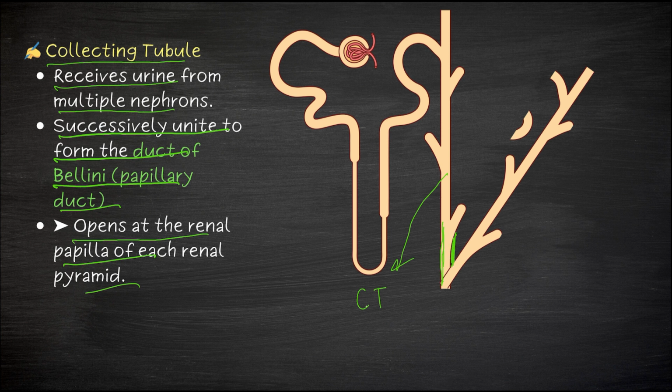renal collecting duct. This is another collecting duct. So here another collecting duct will be there. Now all the collecting ducts unite together and form a large duct that is called the duct of Bellini. They are also called papillary duct. They open at the renal papilla of each renal pyramid.